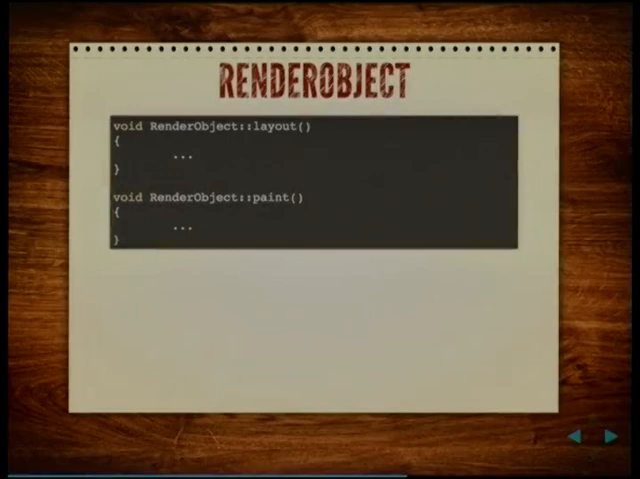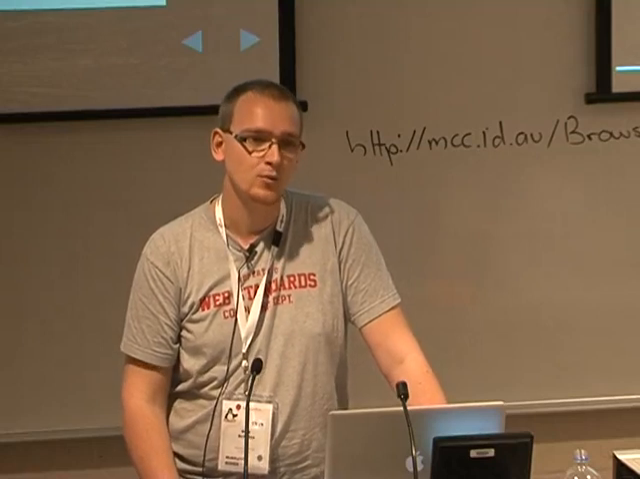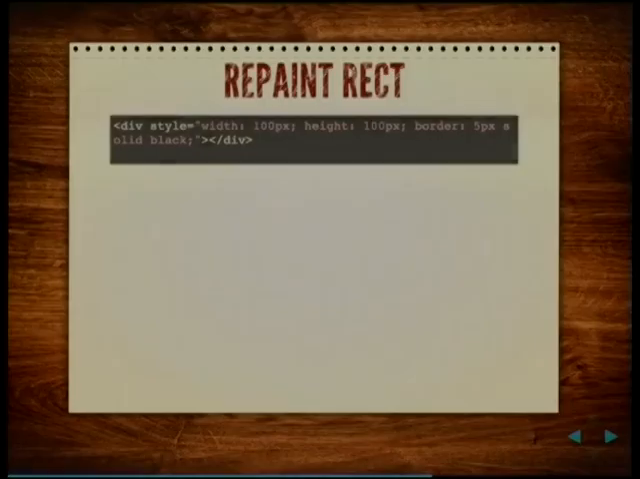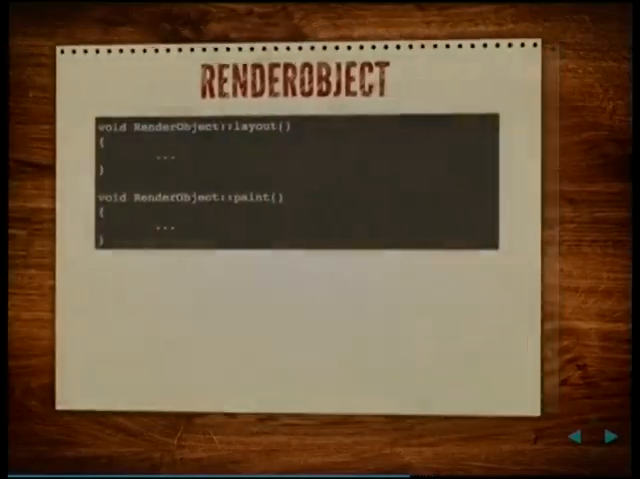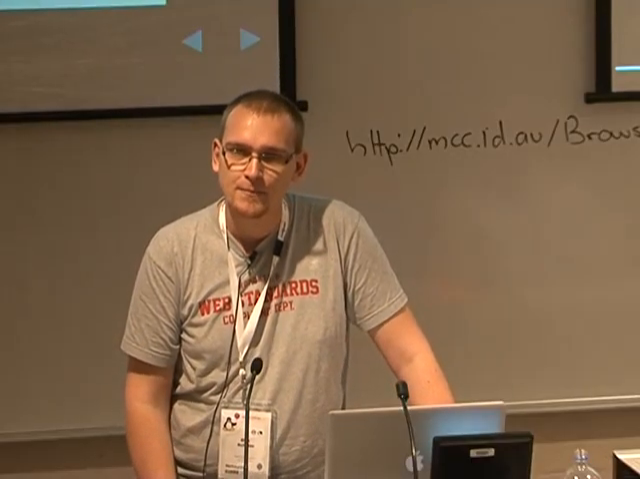But let's take a look at the render object. So the render object has two very important methods: one is layout and one is paint. So first, let's stay on this page. First, layout. What does layout do, actually?